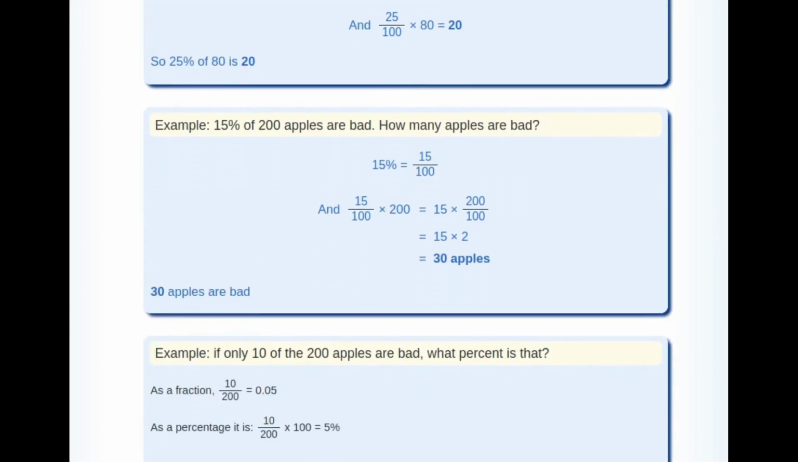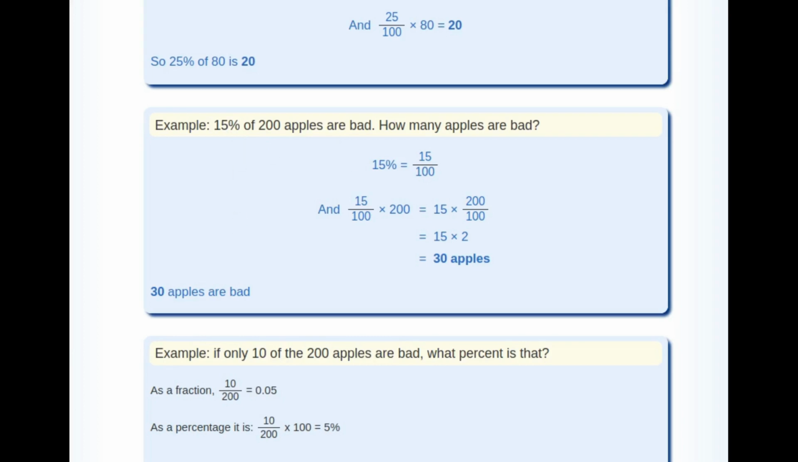Next one we have is 15% of 200 apples are bad. So how many apples are bad? We need to find what is the 15% of 200. So 15% is 15 by 100, into 200. 15 by 100 into 200 will give 30 apples. So 15% of 200 apples is 30. So out of 200 apples, 15% are bad. So what exactly is 15%? That is 30 apples.